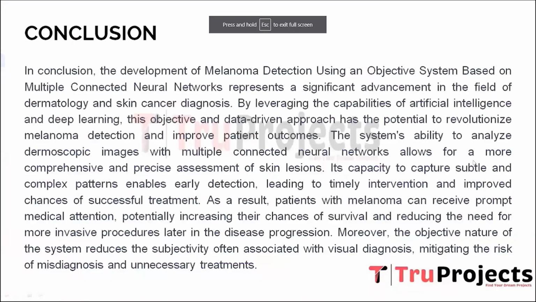Coming back to the conclusion part. Overall, melanoma detection using an objective system based on multiple connected neural networks holds great promise in the fight against melanoma and skin cancer. With its potential to significantly impact early detection and patient outcomes, this innovative technology stands as a testament to the transformative potential of artificial intelligence in healthcare. As the system continues to evolve and gain acceptance, it has the capacity to become an invaluable tool in the battle against skin cancer, saving lives and improving the quality of care for patients worldwide.